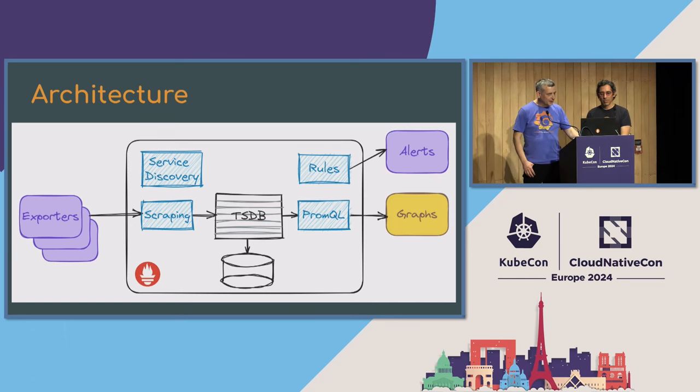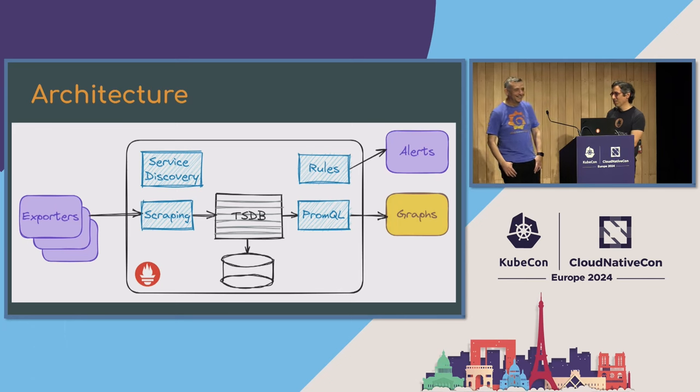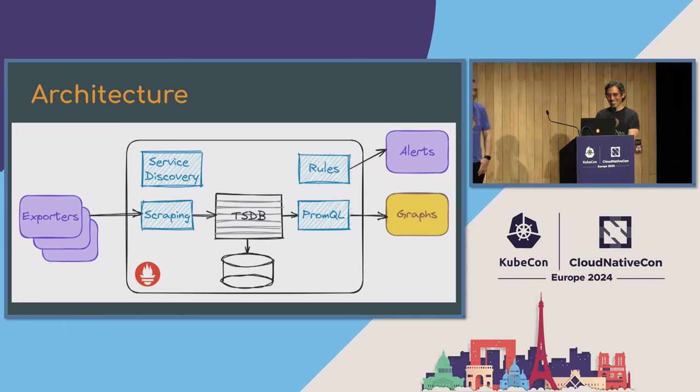Anyway, continuing across the picture, we have our query language, PromQL. You can set up rules to fire alerts if something goes wrong. Prometheus does have a UI. It will draw graphs for you, but a lot of people use other products. Who knows what those might be, which you're not allowed to name, obviously.